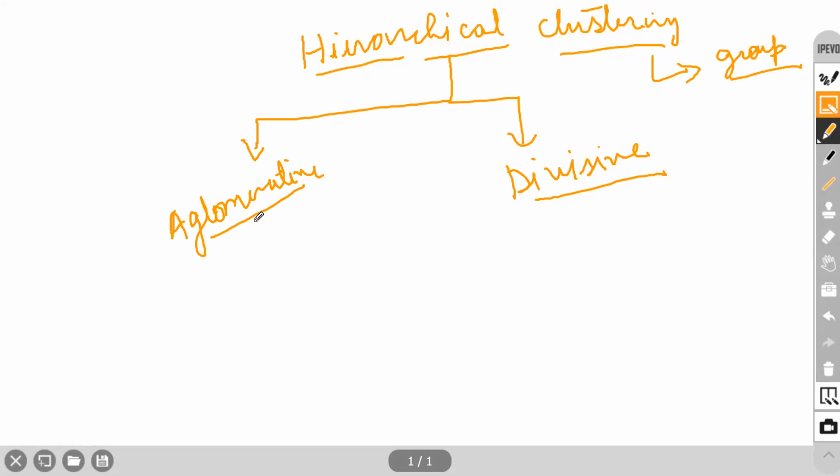Agglomerative has a principle, so let's come to the agglomerative part. Divisive is actually not used much, and it has a problem of scale, so it is not used that much. Even hierarchical is not used much, but in hierarchical, agglomerative is the better way to use it.